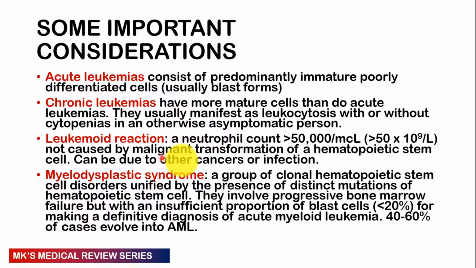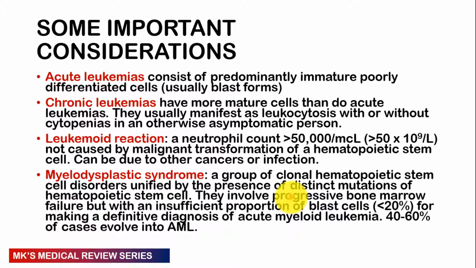You may also have myelodysplastic syndrome, which is usually a precursor of acute myeloid leukemia. This is just simply a group of clonal hematopoietic stem cell disorders that are unified by the presence of different mutations on the hematopoietic stem cell. So they're going to be involving this progressive bone marrow failure. There may even be insufficient proportion of blast cells for you to classify it as the person having leukemia.